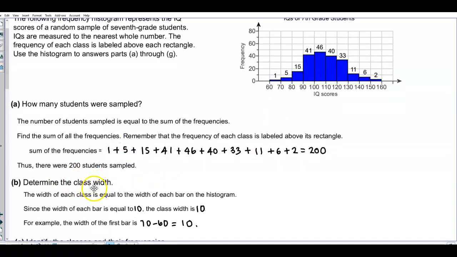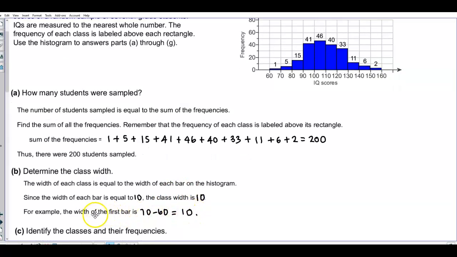Then we need to determine the class width by looking at the histogram. Well, the width of each class is equal to the width of each bar on the histogram. Since the width of each bar is equal to 10, then the class width is 10. So for example, if we look at the width of the first bar, we would take 70 minus 60, which would give us 10. So that tells us what the class width is.